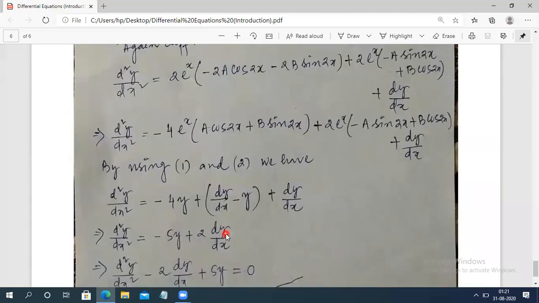So this is all about the formation of differential equations, and the solution of differential equations we will study in the next lecture.